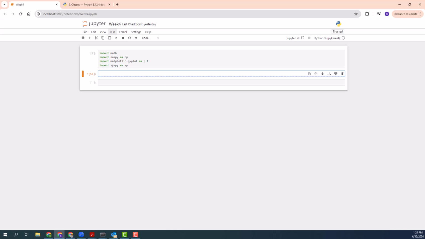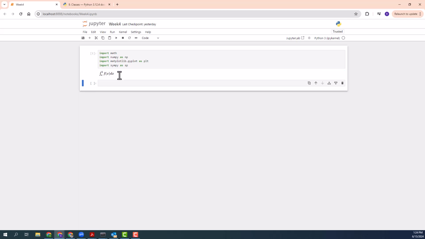So let's say we have, I'm just going to write this in Markdown here so you can see what I'm talking about. This obviously isn't going to be code. But let's say we want to do a function. Let's say we want to do the integral of a function, so it looks something like this: the integral from a to b of some function f of x dx. So let's say we want to do this integral.